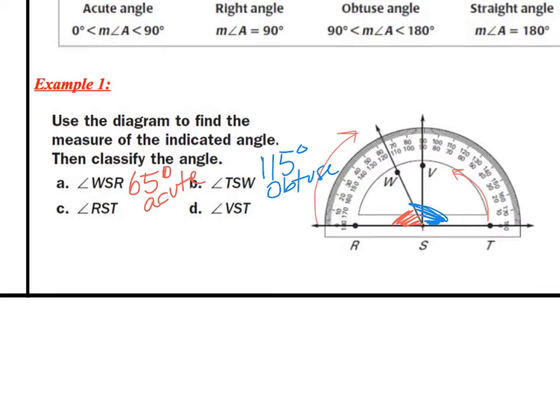Let's use green. RST. RST is this big angle here. How many degrees is that? 180. That is what we call a straight angle. And the last one is VST. That would be this one. Since T is on the right, we're going to read from the right and look at the inner rim there. So how many degrees is that? 90, I think, yeah. So what kind of angle is that?